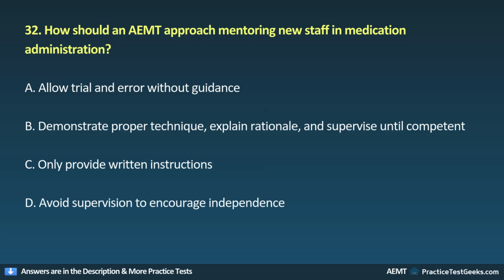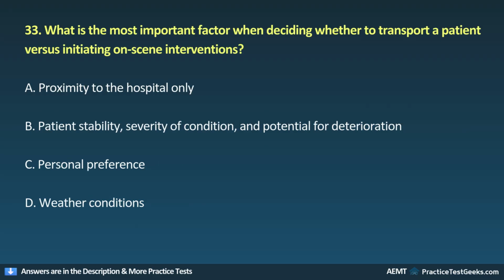A. Allow trial and error without guidance. B. Demonstrate proper technique, explain rationale, and supervise until competent. C. Only provide written instructions. D. Avoid supervision to encourage independence. 33. What is the most important factor when deciding whether to transport a patient versus initiating on-scene interventions?